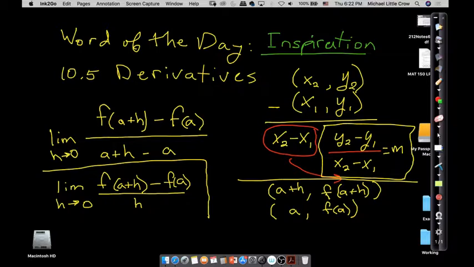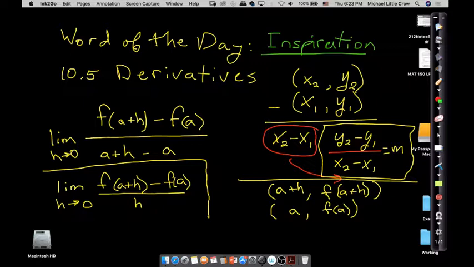But I'm hoping that by spending a little extra time and letting you see that difference quotient, that difference formula, that it's just slope, using a limit to make the distance between the two points go down to 0, so that we get the slope at a point.